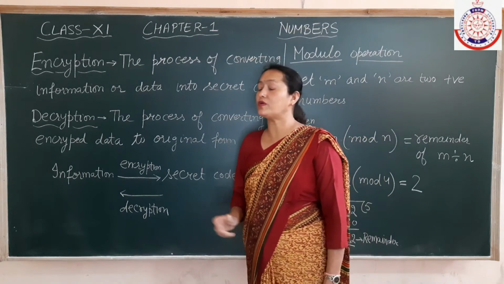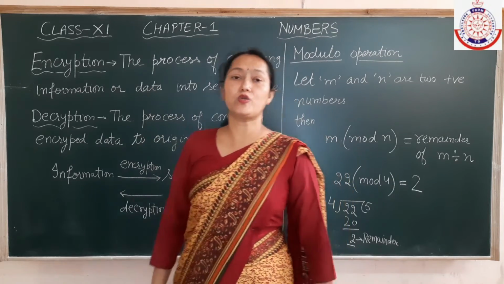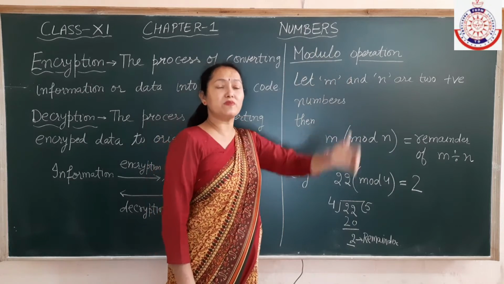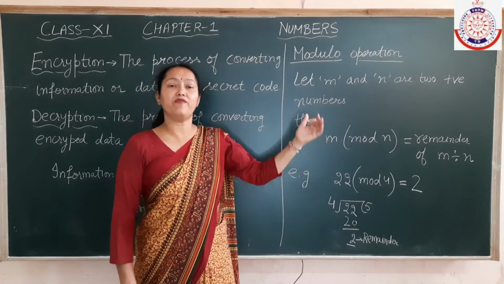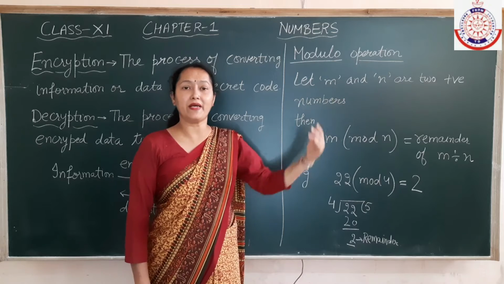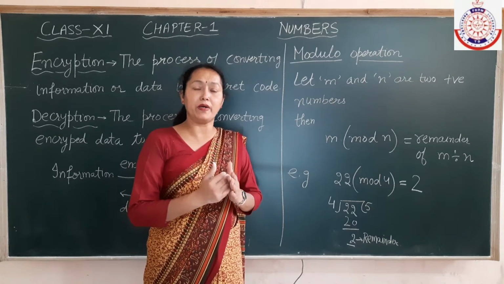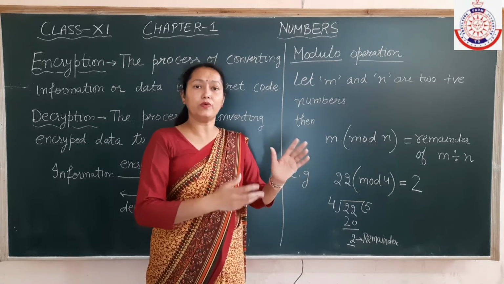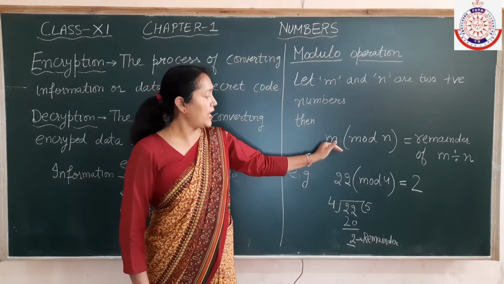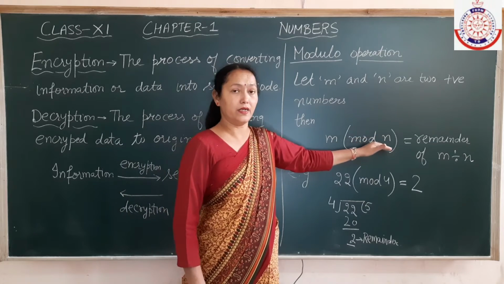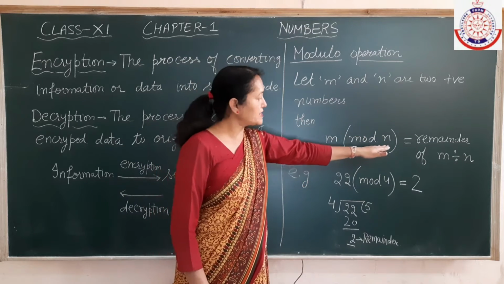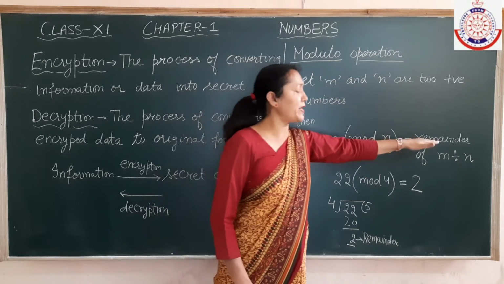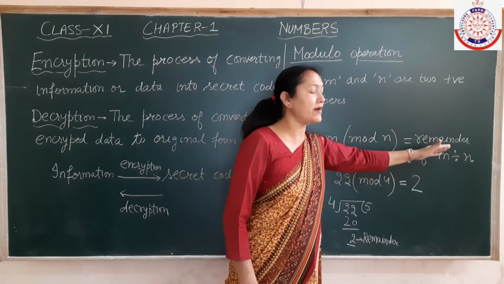To learn about the encryption and decryption process, we need to learn one more process, that is the modulo operation. What does this mean? Modulo operation means if we have two numbers, suppose m and n, and we divide m by n, whatever remainder is there will be written as m mod n. So m mod n is equal to the remainder when m is divided by n.